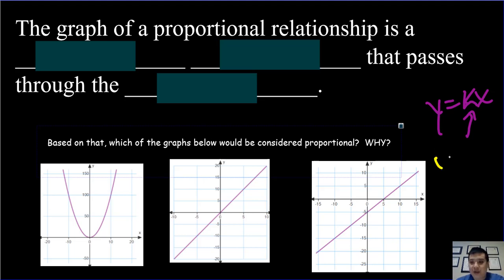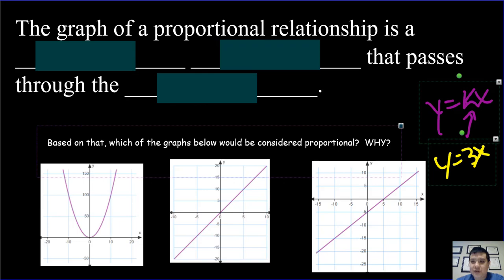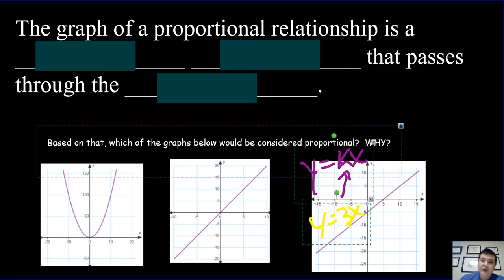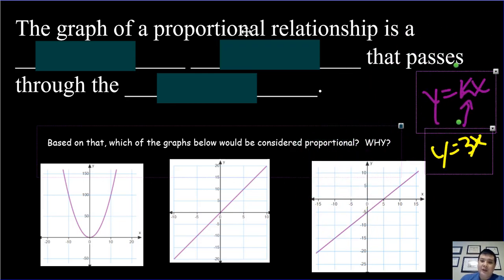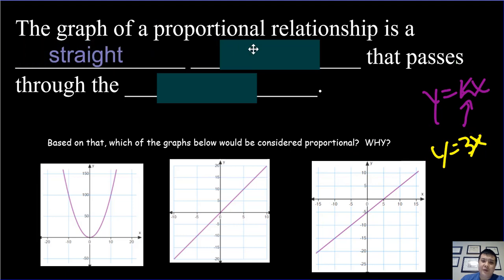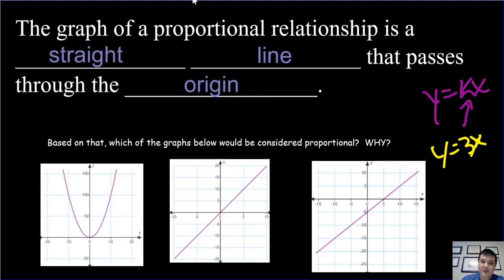So let's say we have y equals 3x. We can always graph that on an xy plane. And when it comes to a proportional relationship, the graph of a proportional relationship is always a straight line that passes through the origin. Remember that the origin is the middle point, or 0, 0 on a graph.